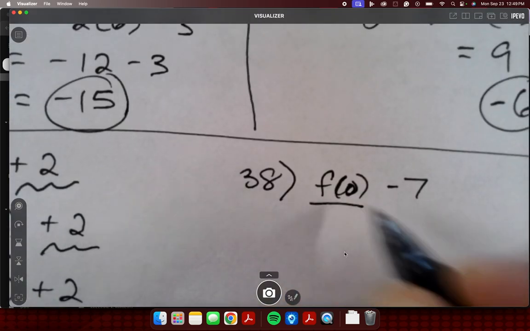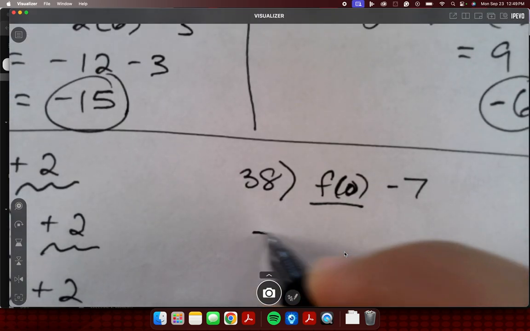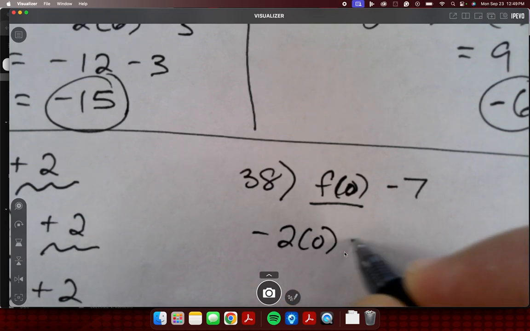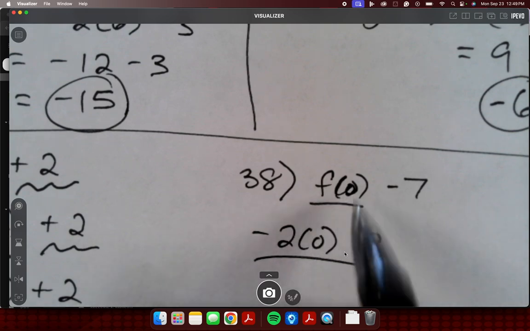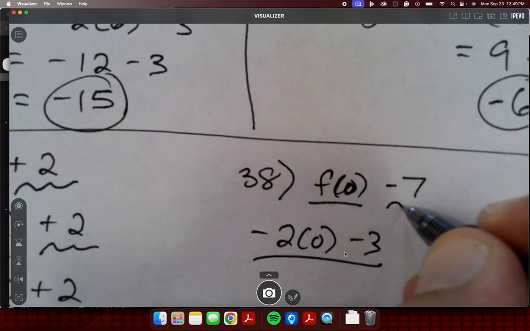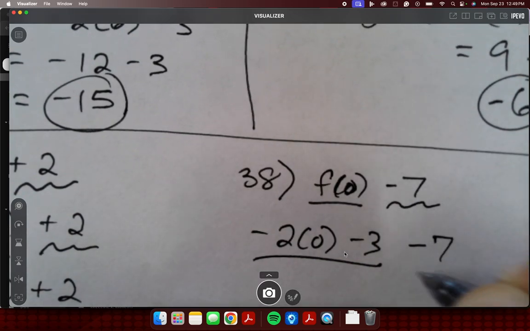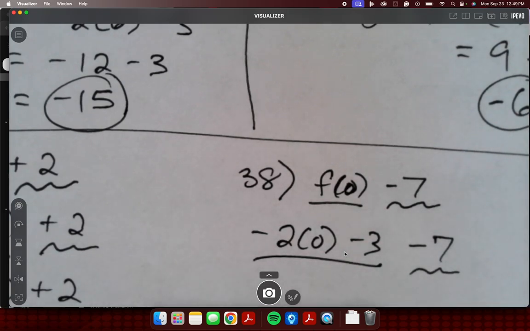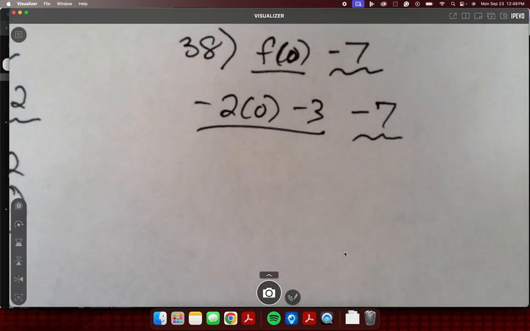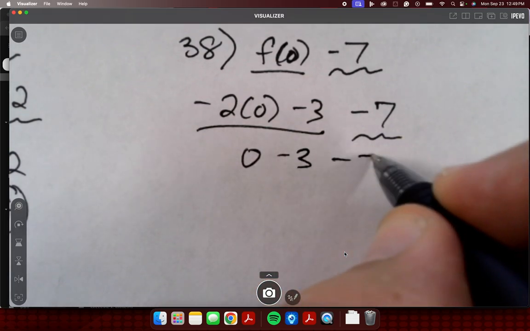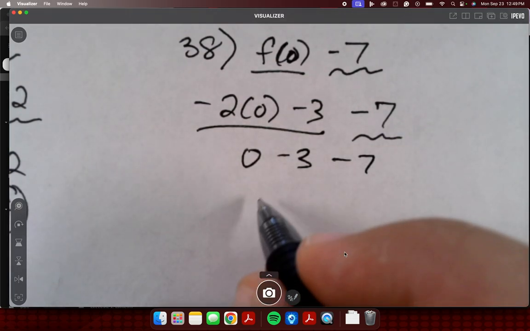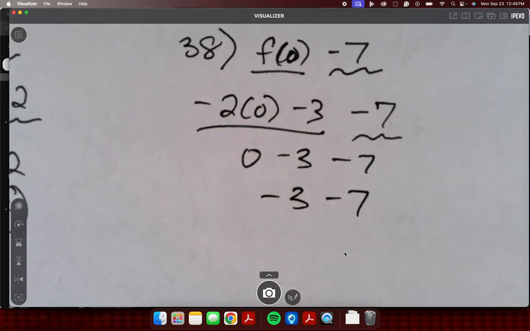So to get f of 0, I plug 0 in for x, so I get negative 2 times 0 minus 3. So that's f of 0. And then they tell us on top of that to subtract 7. Negative 2 times 0 is 0. 0 minus 3 is negative 3.